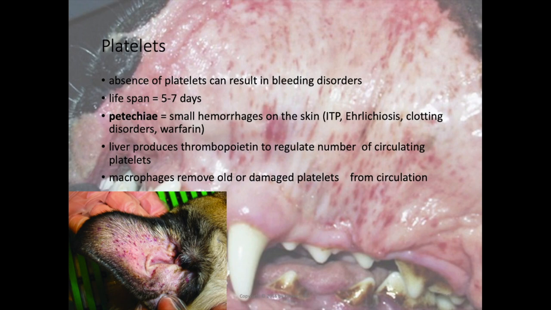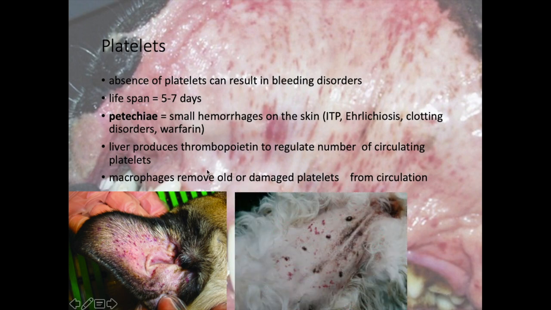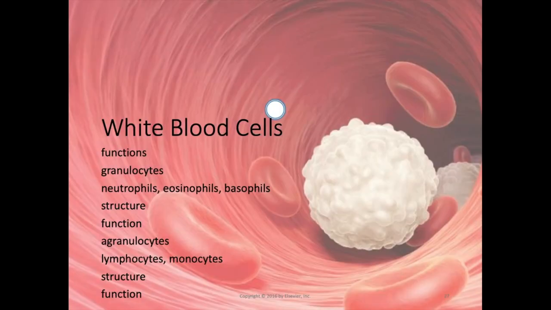So looking at this dog here, it kind of looks like a shepherd. He's got petechia all on the inside of his pinna. And then this dog here, all over its belly. So common places are the mucous membranes of the mouth, the belly, the ventral aspect of the abdomen, and the pinna of the ear. Common places to identify petechia.